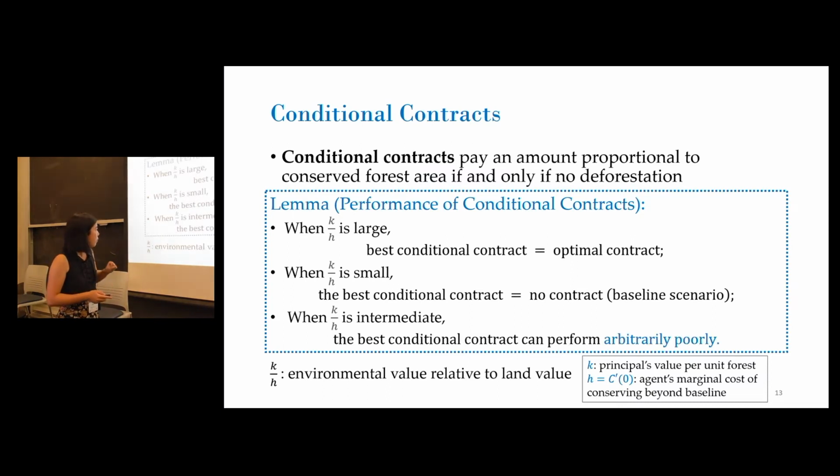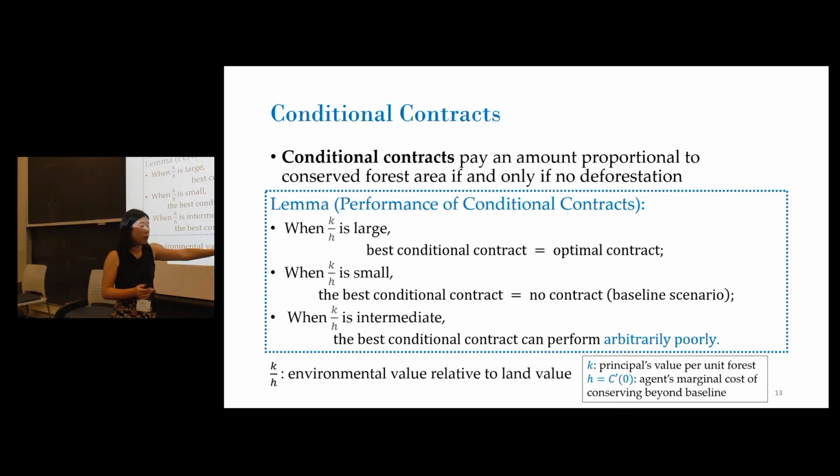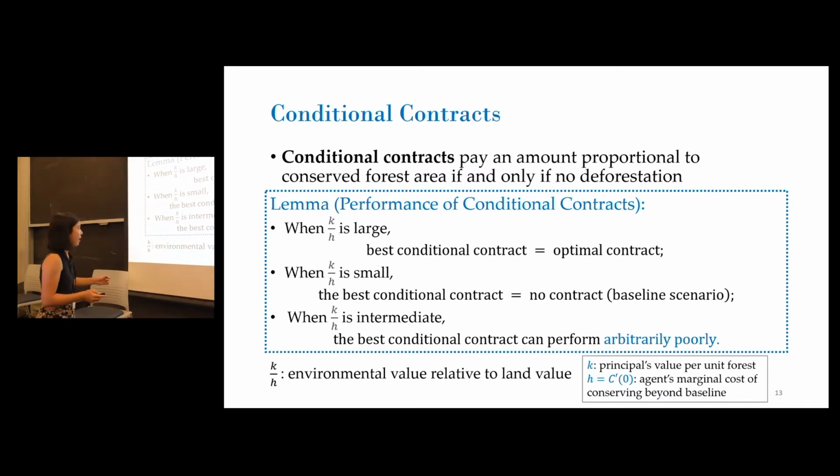Okay. Next, when we're in this intermediate regime, the best conditional contract can actually perform arbitrarily poorly. What I'm going to show you on the next slide is for this intermediate case, where the optimal contract is going to want to induce some intermediate amount of conservation, but the best conditional contract is not going to pay enough to induce any action.